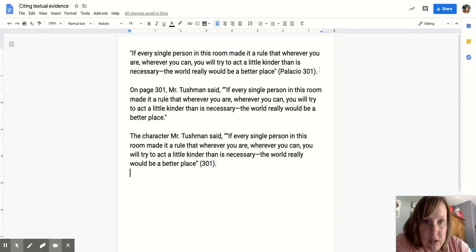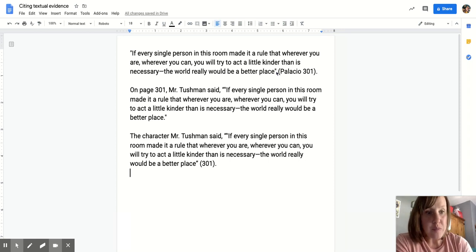And if you notice right here, I did not put a period. I ended the quote with quotation marks. Then I put a parentheses, put the author's last name, that is the author of Wonder, and then 301, that's the page number. I closed the parentheses and then I put a period.